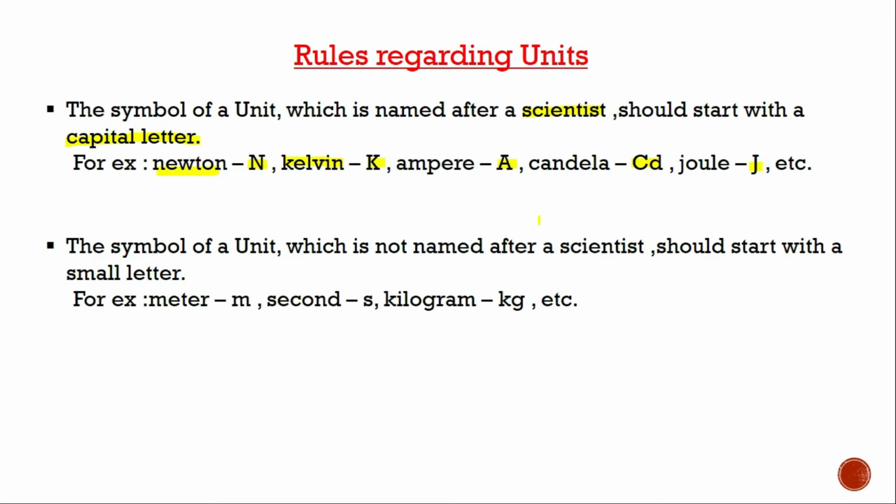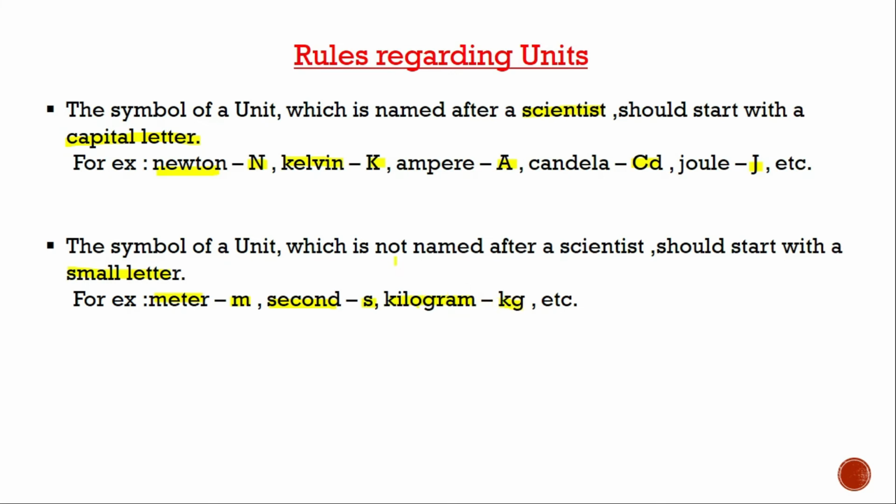The second rule tells us that the symbol of a unit which is not named after a scientist should start with a small letter. Like meter, which is not named after a scientist, should be written as small m. Seconds, kilograms, each one of these particular units are not named after any scientist, so each one of these units must be written in small letters.